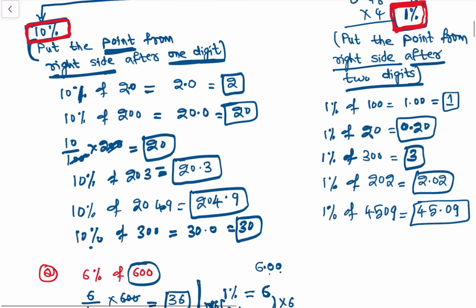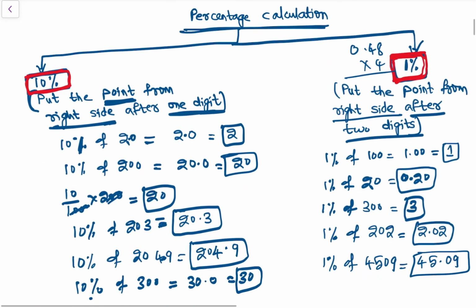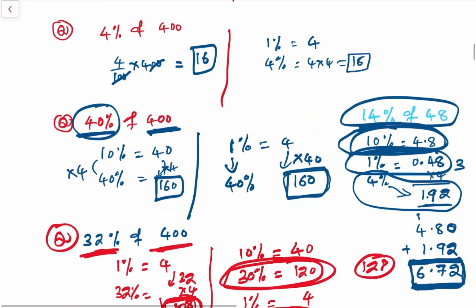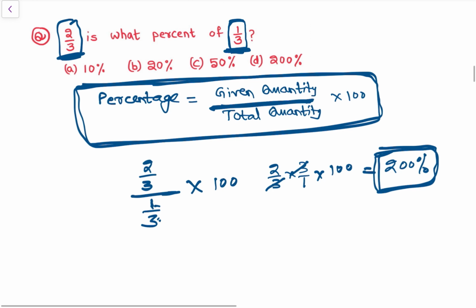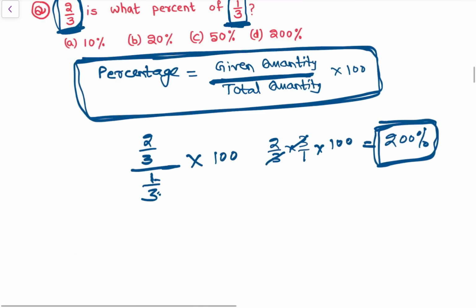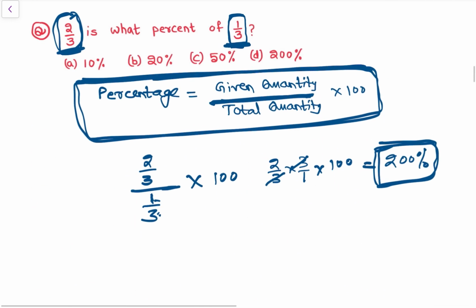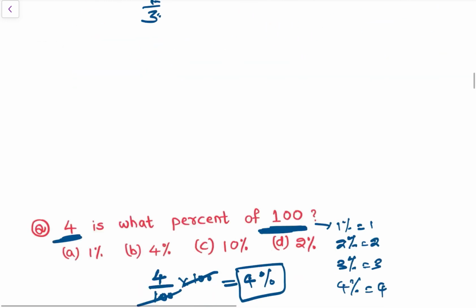So day to day calculations we can do using this, ठीक है। We will be using these approaches in solving questions. Normally to solve these kind of questions जहाँ fractions वगैरह होता है, there we use this formula. Percentage is given quantity by total quantity into 100. So total quantity हमेशा नीचे आएगा, that thing you need to remember, ठीक है, into 100.